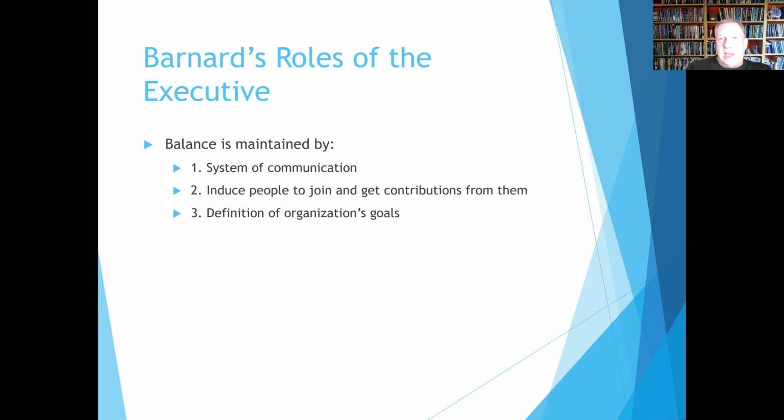A system of communication so that we can learn what the zones of indifference are for each of our individual employees, so that we can learn what types of incentives we can provide our employees with in order to motivate them to provide contributions back to the organization. We achieve our transactional balance with our employees by inducing people to join in the organization and join in our attempts to achieve our goals and objectives and provide contributions for the achievement of those goals and objectives.